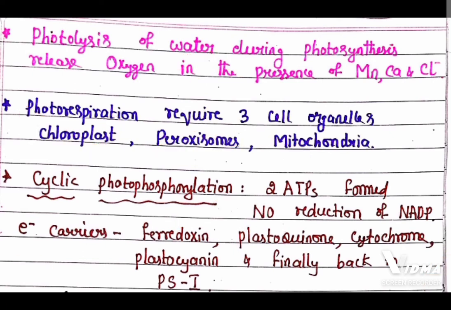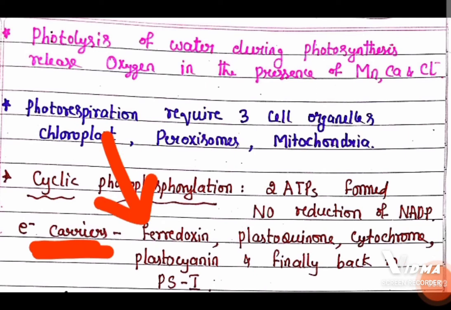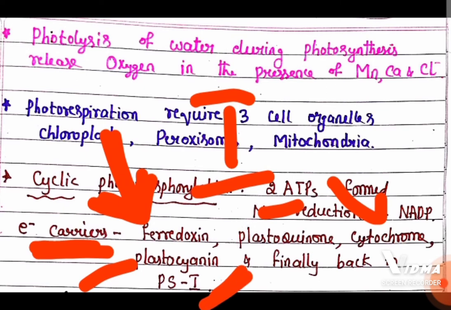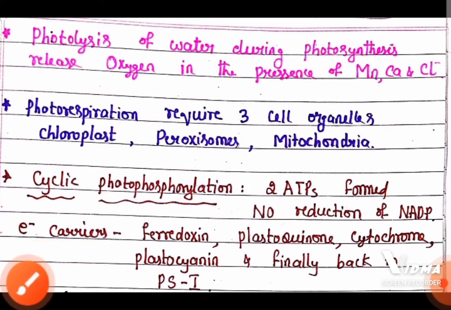Whatever electrons are ejected from photosystem 1, the first electron acceptor is ferredoxin, followed by plastoquinone, cytochrome complex, then the last is plastocyanin, and finally the electrons come back to photosystem 1. Remember, very important, the first electron acceptor in cyclic photophosphorylation of photosystem 1 is ferredoxin.